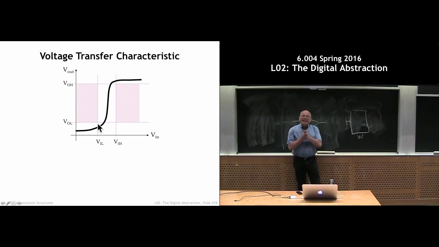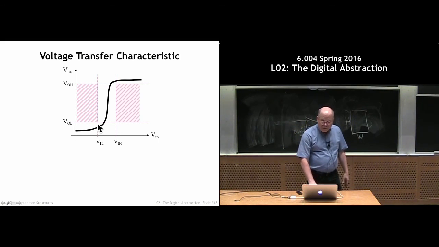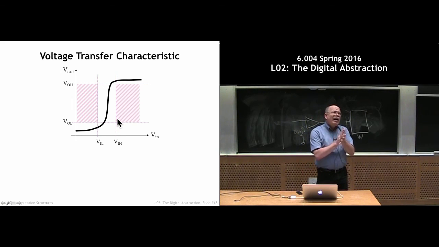W will be less than H, right? The region is narrower than it is high, and that was because we had positive noise margins. VIL is larger than VOL by some amount, and the same thing is true of VIH and VOH. Now, why do I suddenly look at that? Because now I know something about the types of circuitry that I need to build.